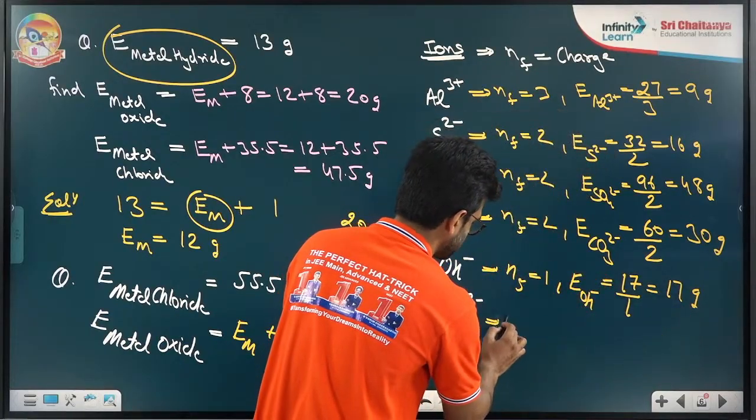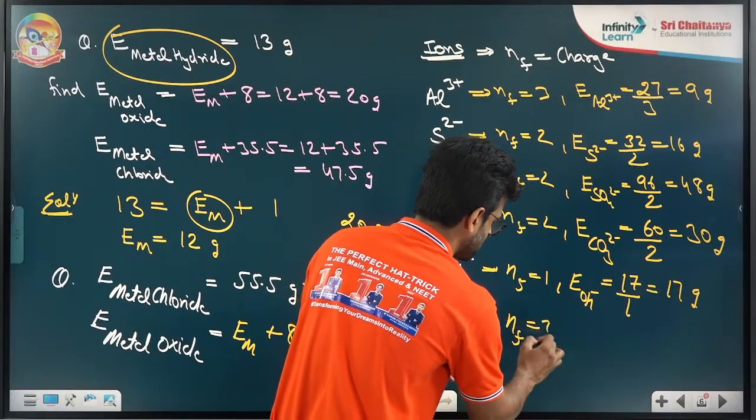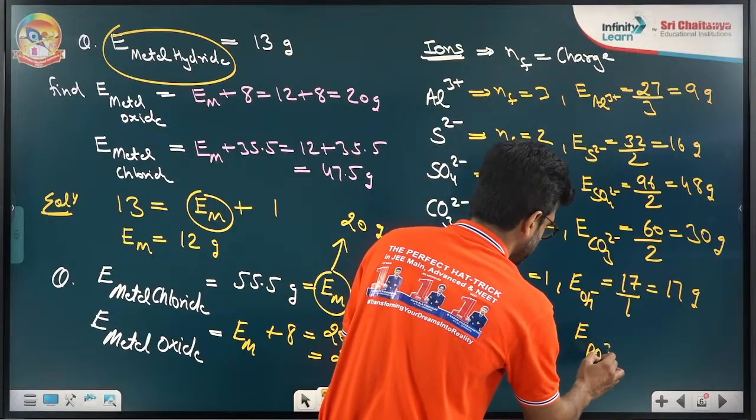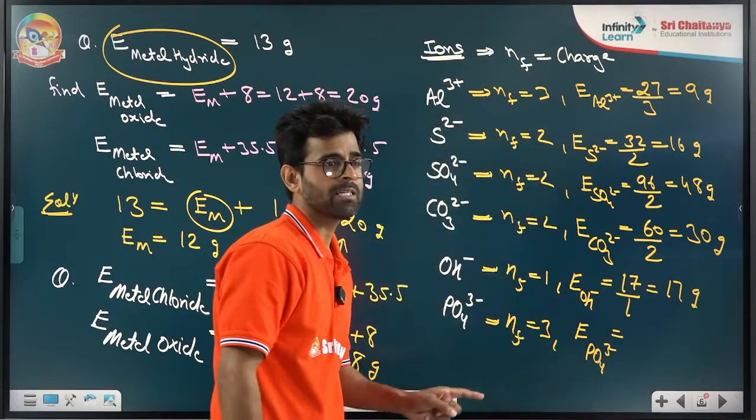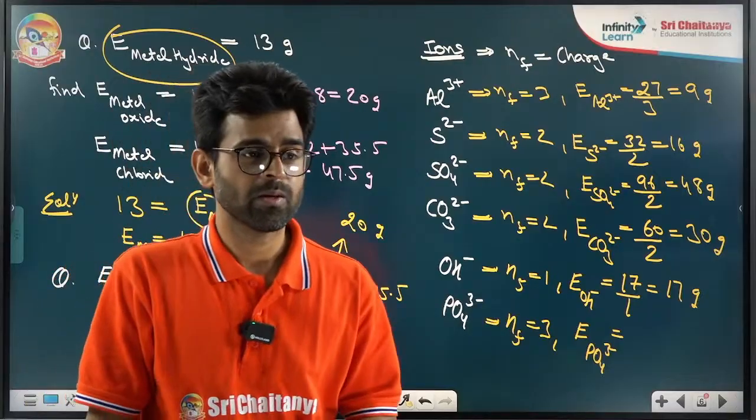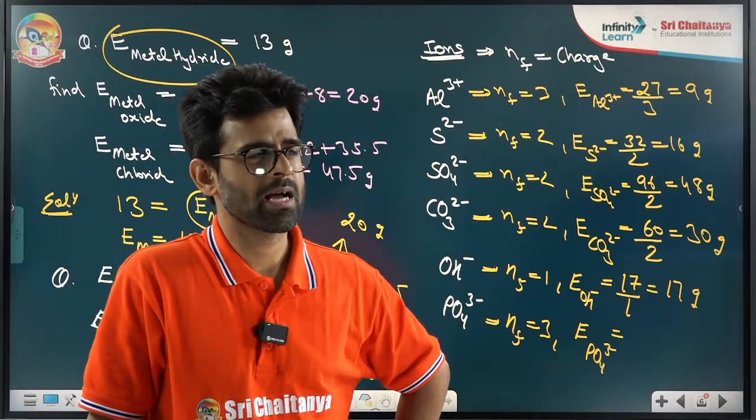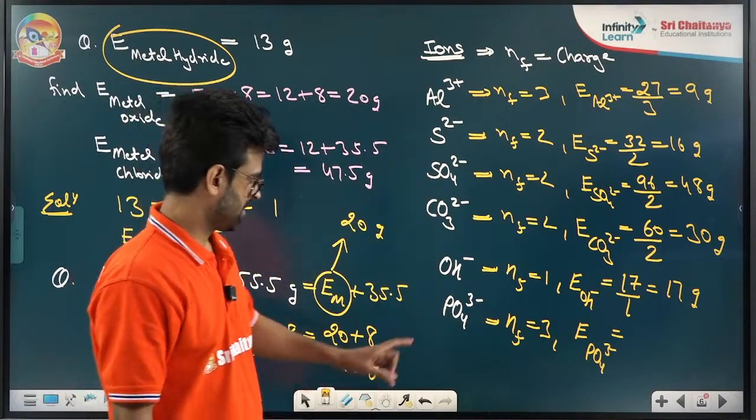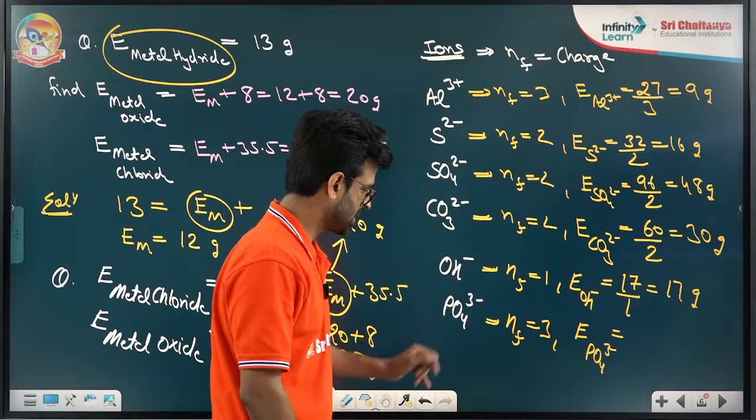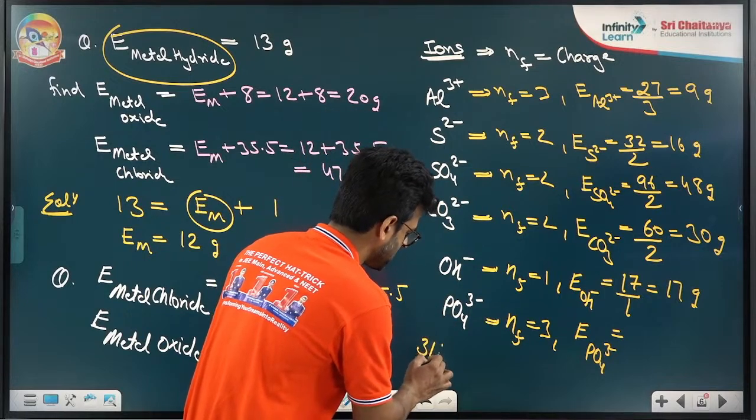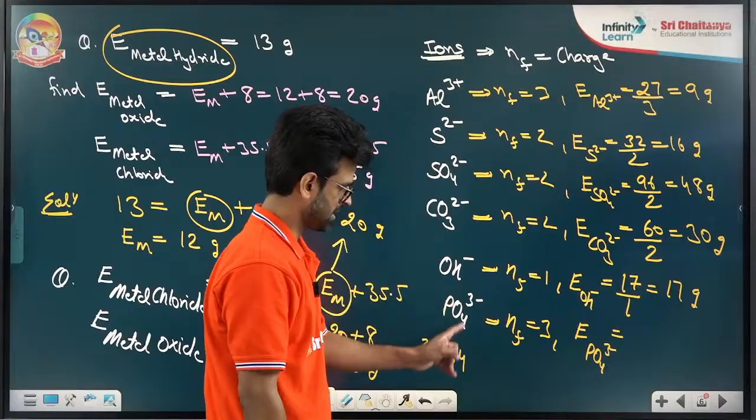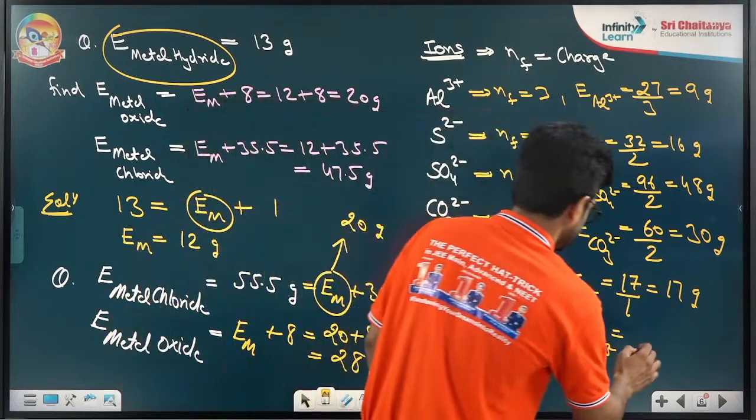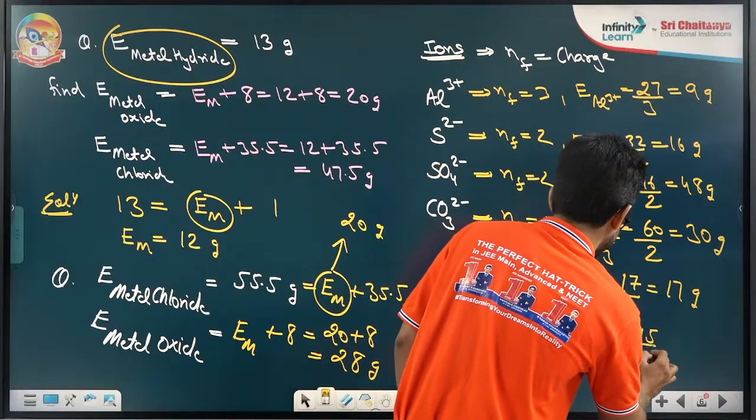And for phosphate ion, the N factor, how much? 3. What is the equivalent weight of phosphate? It's PO4 3 minus. What is the molar mass? It is 31, oxygen 64. 31 plus 64, how much coming? 95. 95 by 3.